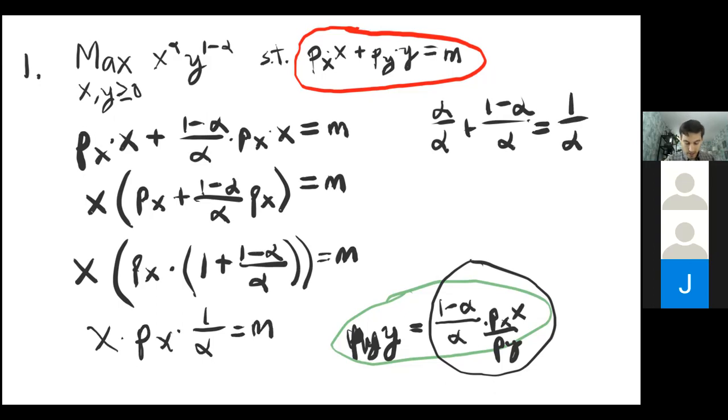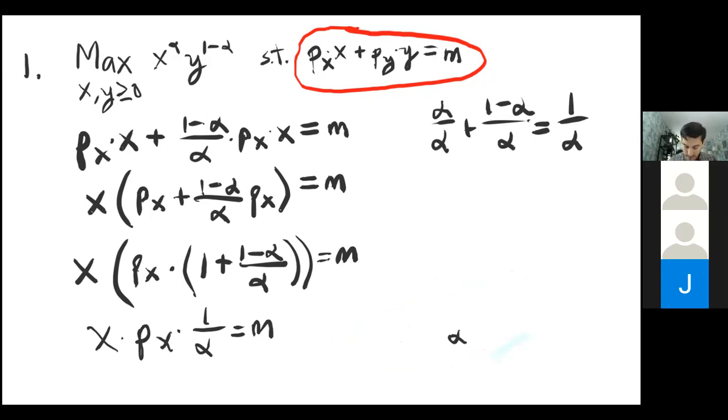Hey, we're awfully close to solving for x. I would say that we have our solution for x, and I'm going to call it x star. x star equals alpha m over px. There's an alpha in the numerator because I'm multiplying both sides by alpha. There's an m in the numerator because it's already there, and there's a px in the denominator. After all of that work of moving variables around, we get x star equals alpha m over px.